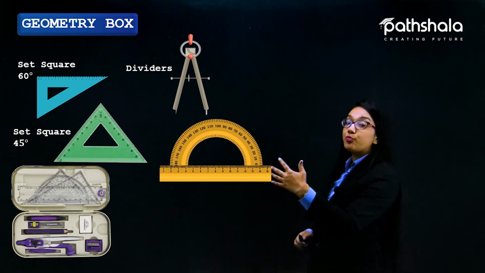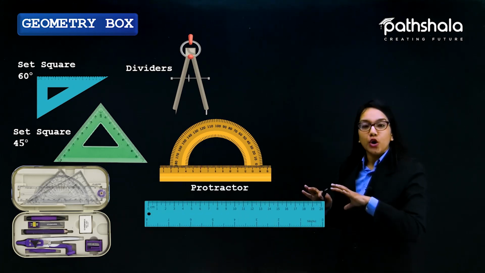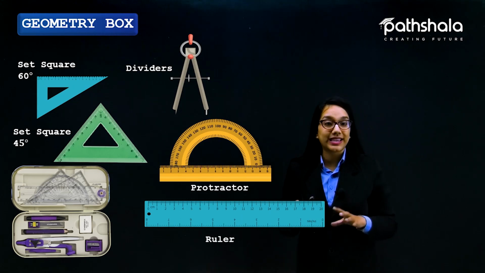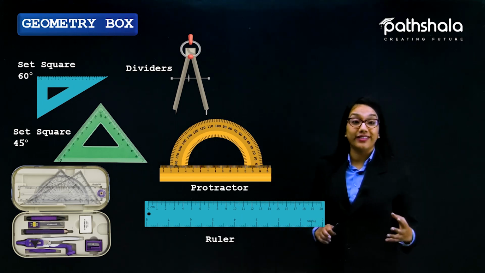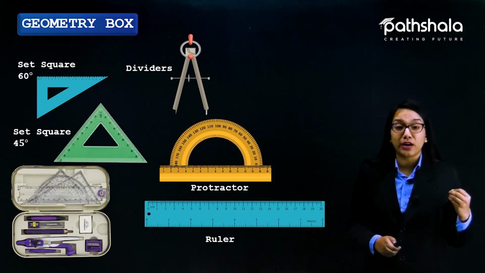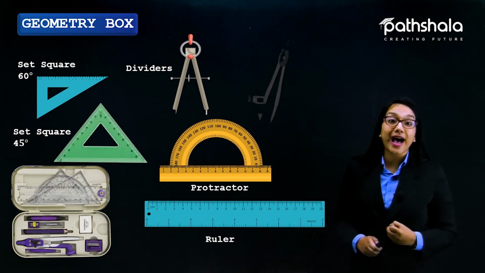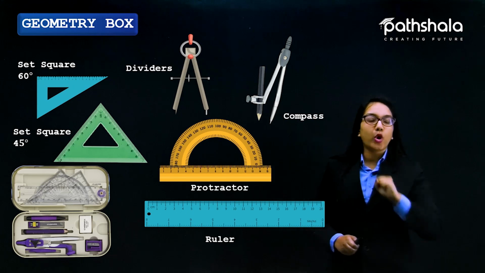Further, we have this protractor in our geometry box. Further, we have this important ruler in our geometry box, which is also called a scale, and many times we call it an ungraduated ruler or a graduated ruler. And furthermore, the most important instrument in our geometry box is the compass. A compass is a really important instrument.